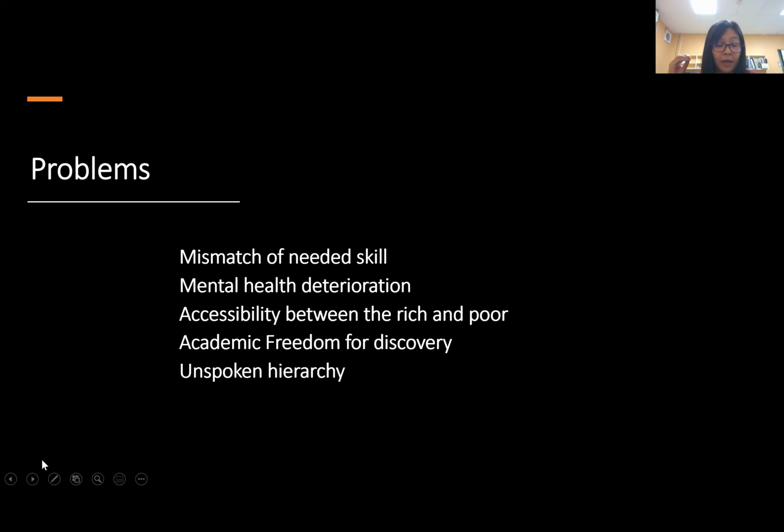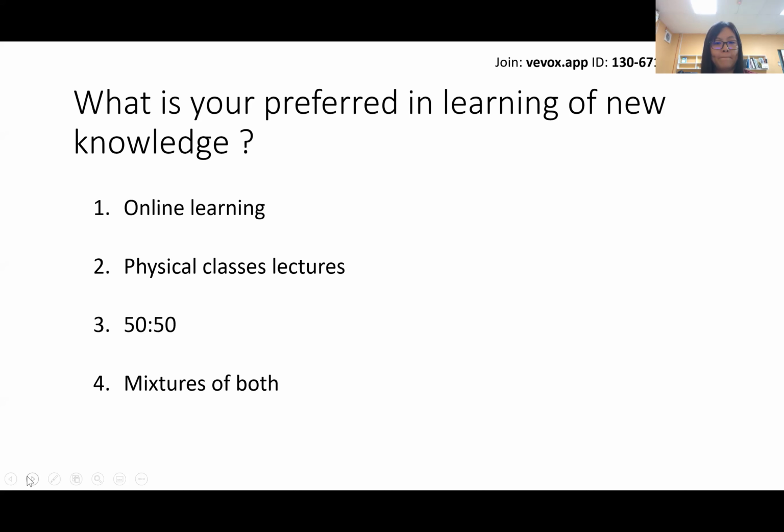I think this needs to be thrown back to the student to think about. Okay, so what is your preferred way of learning new knowledge? New knowledge means any knowledge that is being introduced to you now. It's not about practice or not. It's new knowledge.